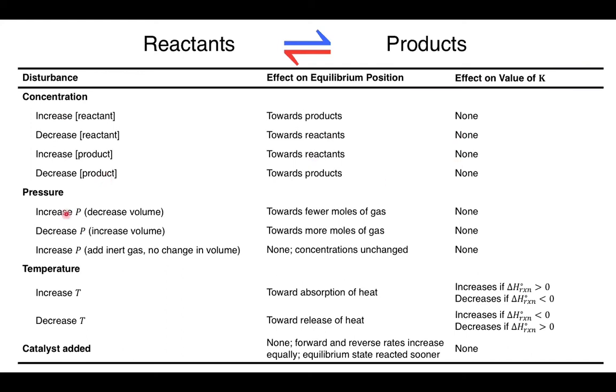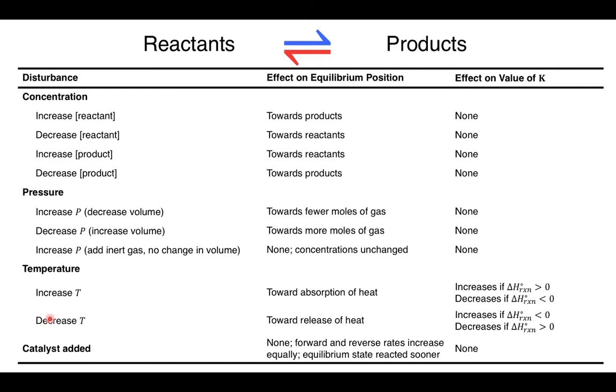Pressure, if we increase the pressure, i.e. we decrease the volume, then we move towards fewer moles of gas. So there's no effect on K. If we decrease P, i.e. we increase the volume, we move towards more moles of gas, so that's none. And if we increase P, i.e. we add inert gas, there's no change in volume. So the concentrations remain unchanged and we have no change on K.